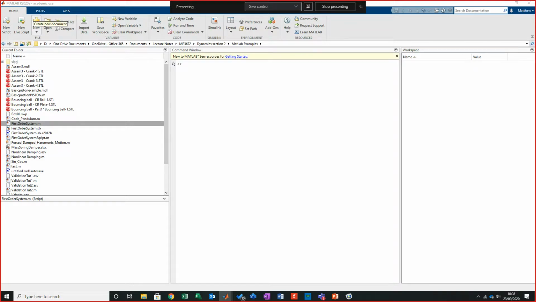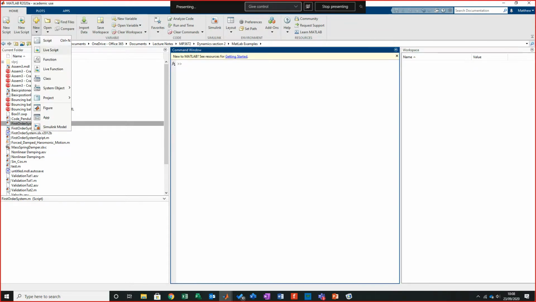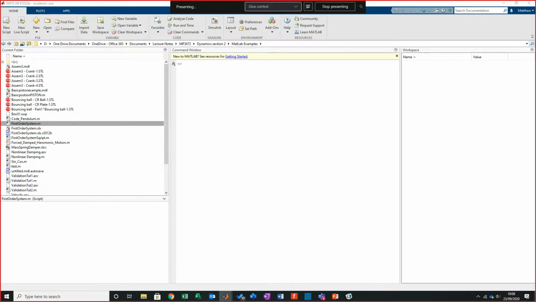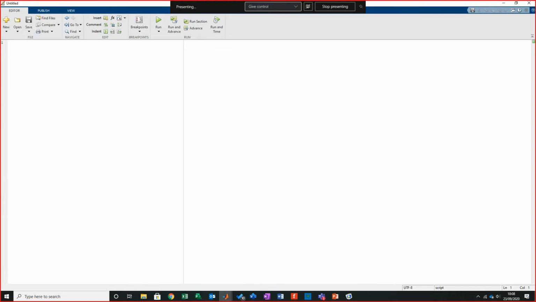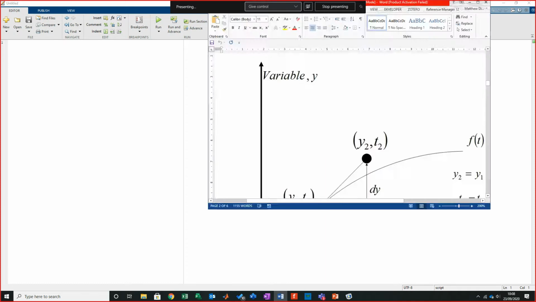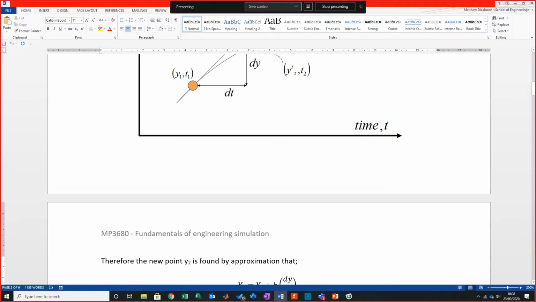So first things first, I'm going to go New, and I'm going to go Script. Right, so what we need to do is we're going to operate from these notes.